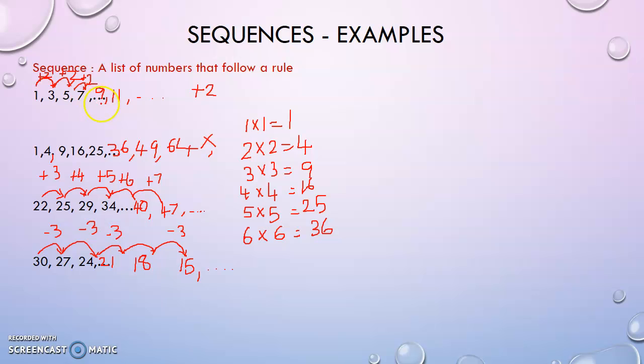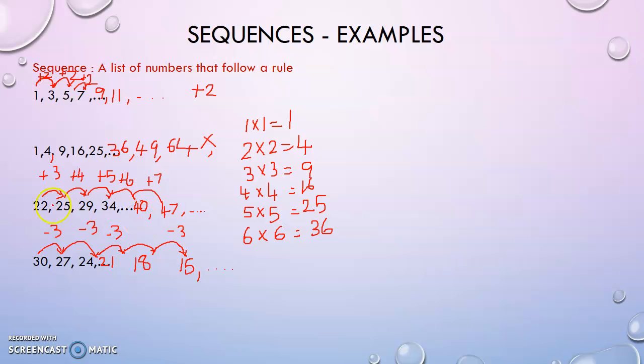So the rule is the next number is obtained by adding 2. ഇവിടെ അതുപോലെ പറയാൻ പറ്റുമോ? No. But we have a rule to find the next number in the list. So this is a sequence, but this is not a linear sequence.